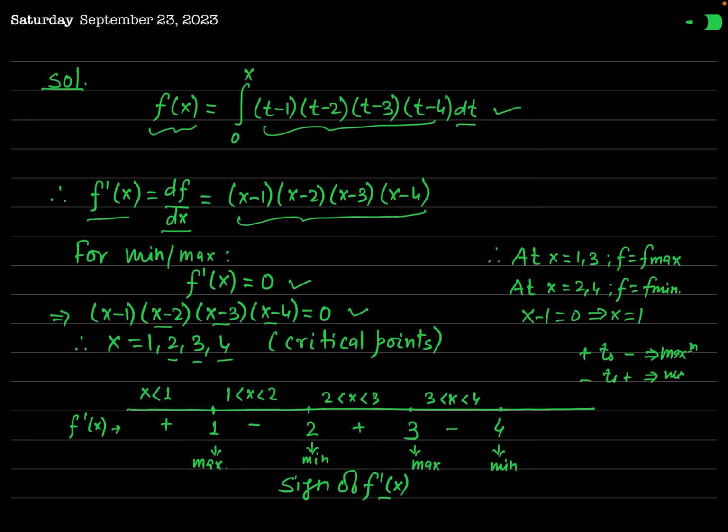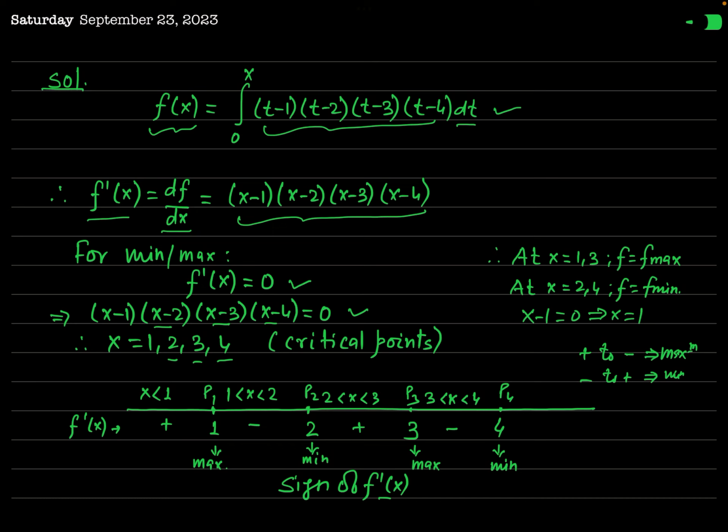This point is x equal to 1. Let us say this is point P1. This is point P2. This is P3. And this is P4. Okay. At P1, x is equal to 1, and we have to find whether at this point the function is either maximum or minimum. So what will we actually do?